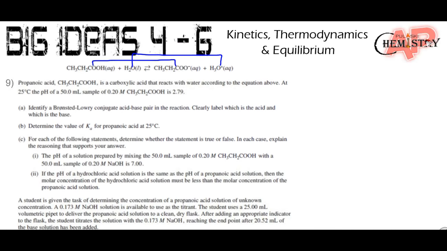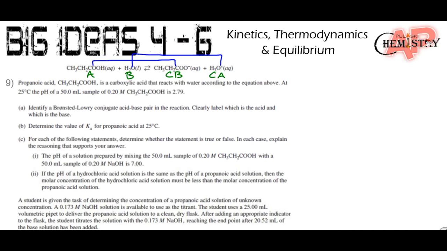So acids give away H's. They donate H's. So this is an acid, so this must be the conjugate base. Bases accept H's. So you could have either said the acid and the conjugate base, or the base and the conjugate acid. Either one of them is appropriate. So that was letter A.